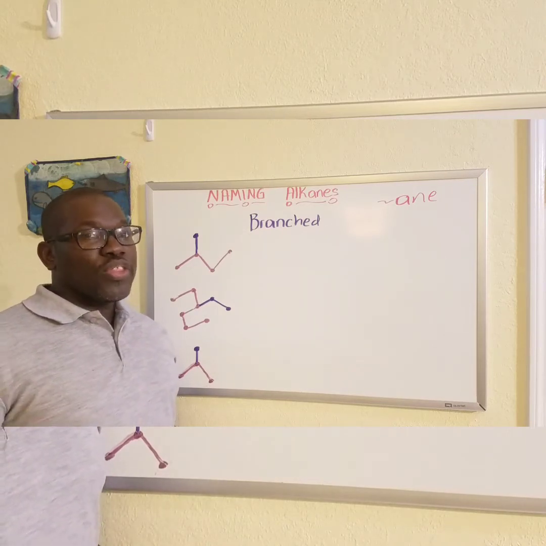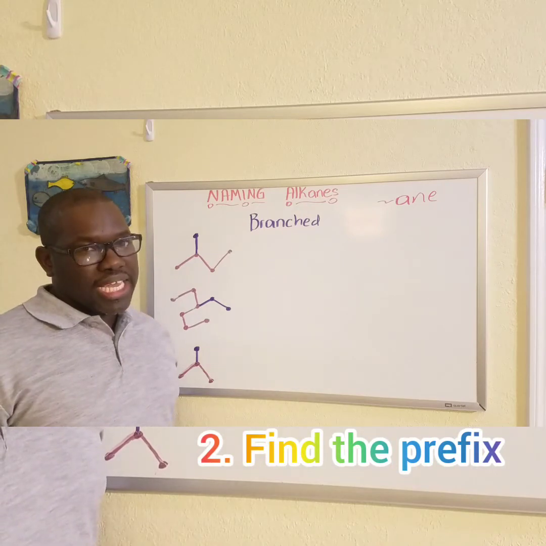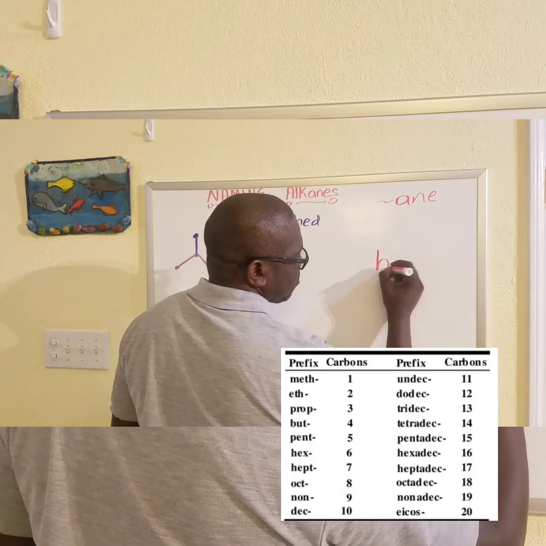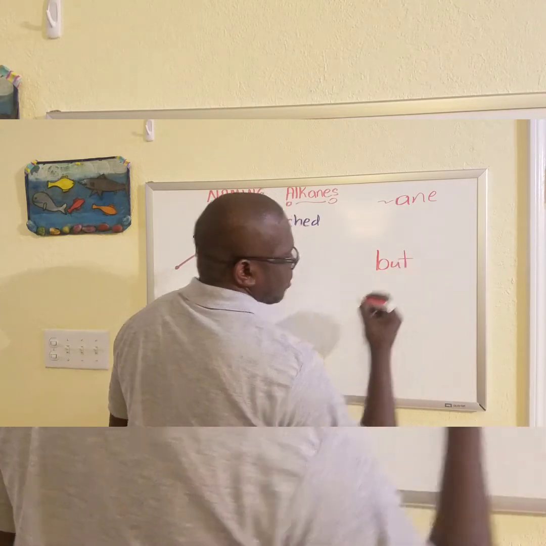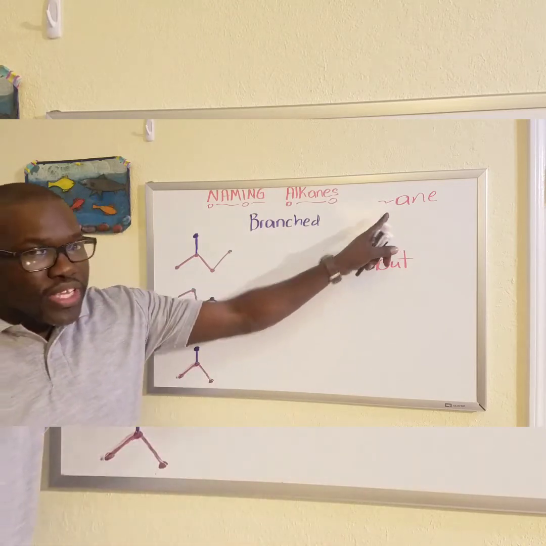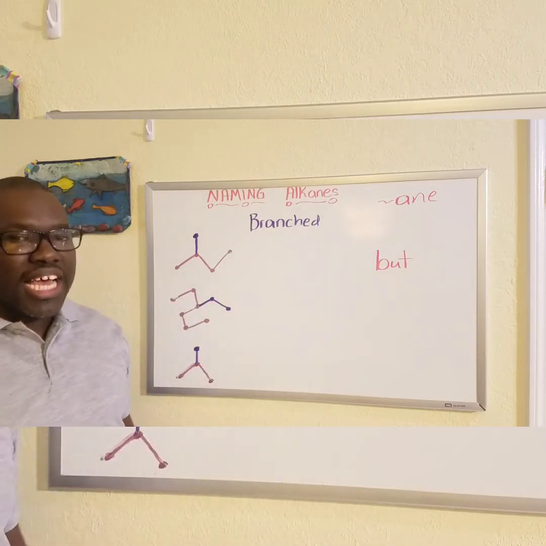So therefore you're going to then find the prefix for 4 carbon atoms and add the suffix. So the prefix for 4 is "but". Then now remember, the suffix is always "-ane". So we're just going to add "-ane".